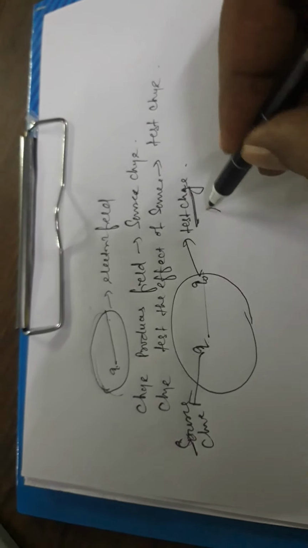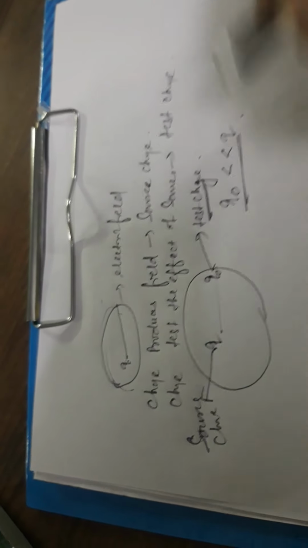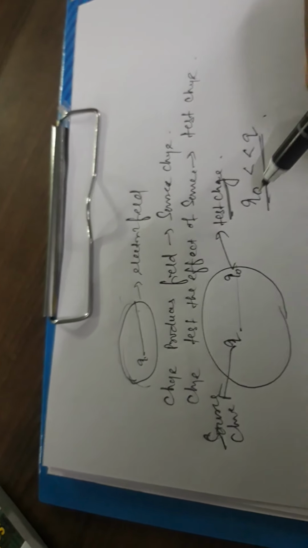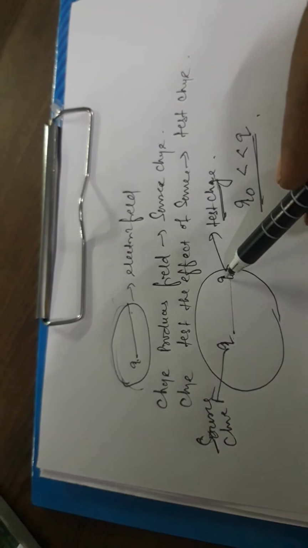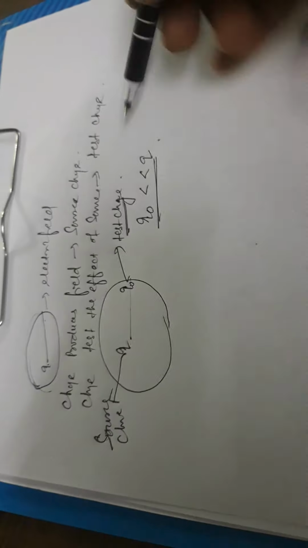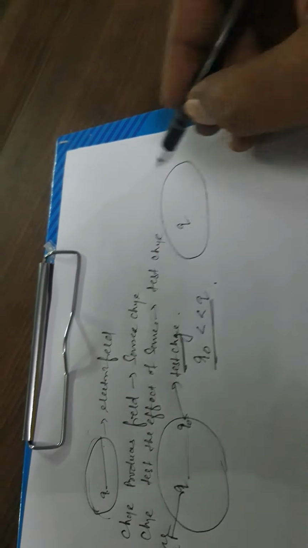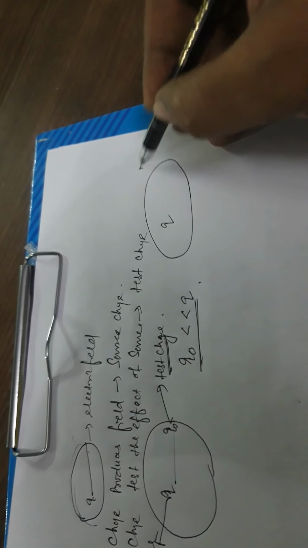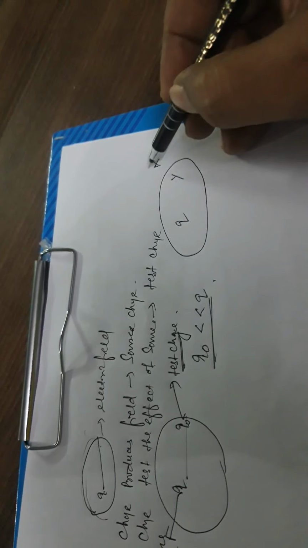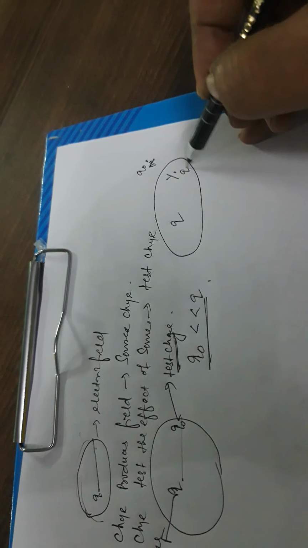And you know that the magnitude of the test charge should be small, otherwise it will change the field created by the source charge. Yes or no? So what I mean to say, suppose there is a field created by the source charge. Suppose x is a point and y is a point, and q0 is the charge located at x as well as y.